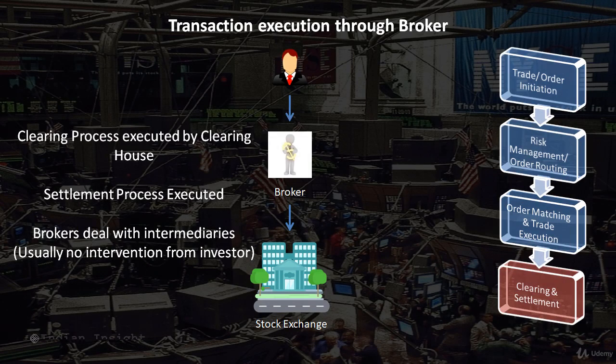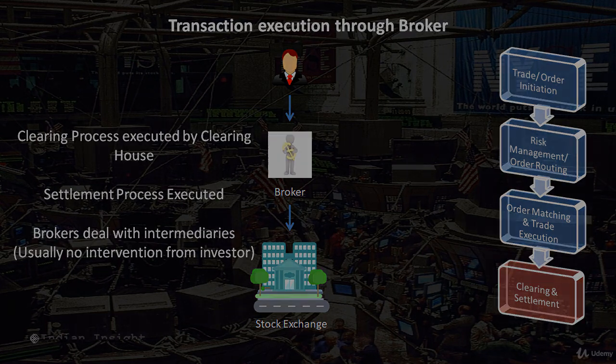Once a trade is executed, it goes through the clearing process we discussed before. After the clearing process is complete, the settlement process is executed so that the buyers get the securities credited to their account and the seller receives cash in their account. The entire process is facilitated by the broker, so as far as you are concerned, your broker will be the sole point of contact for you.